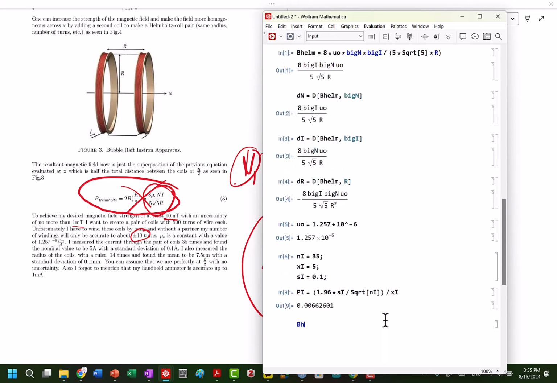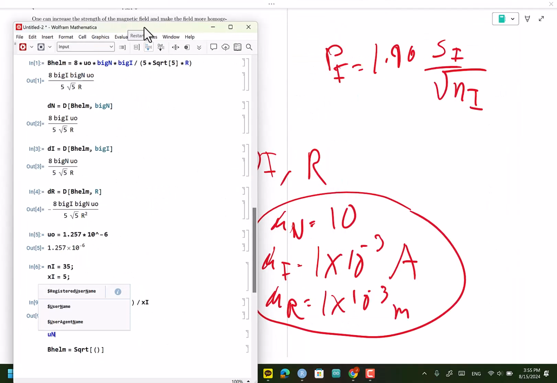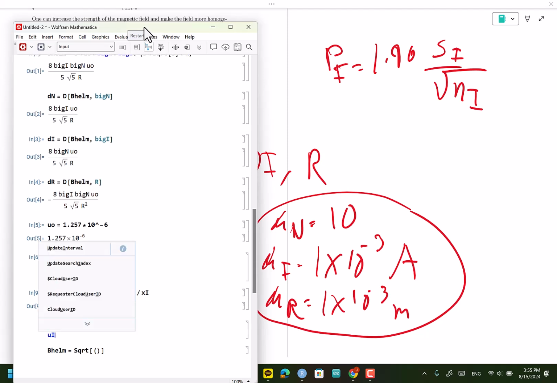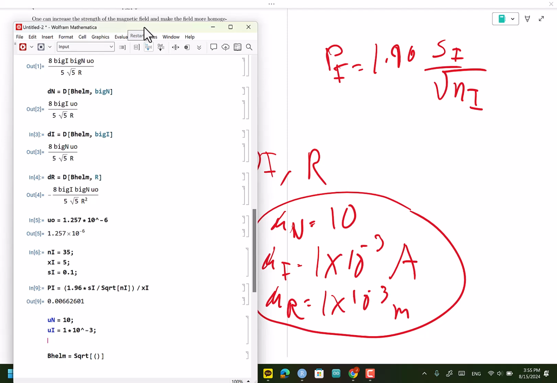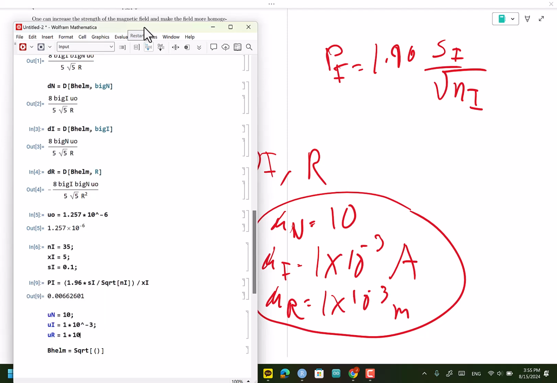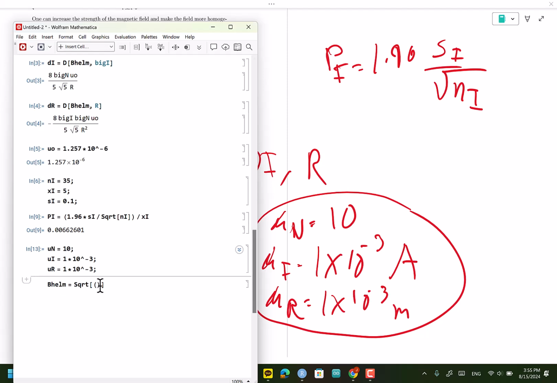So the bias in Helm is going to be equal to square root of, and actually let's define our uncertainties, which we already wrote over here. So U of n is equal to 10, U of I equals 1 times 10 to the minus 3, and U of R equals 1 times 10 to the minus 3 as well. Those are our values, not L. Good. So our square root is going to be, for example, derivative n times un divided by b Helm squared. Again, we want to make that unitless, so let's add that.